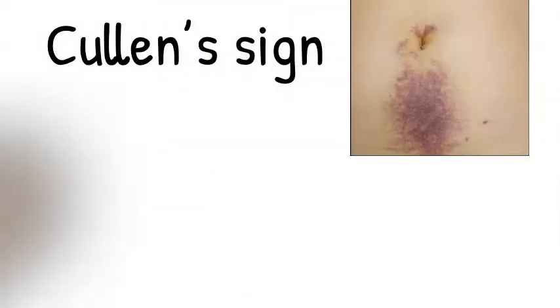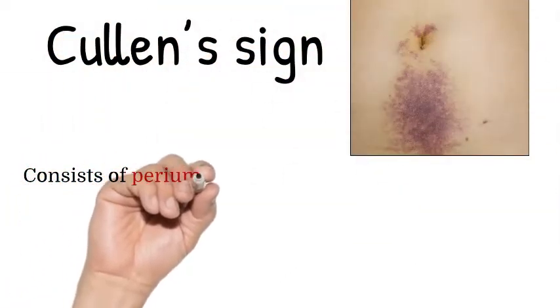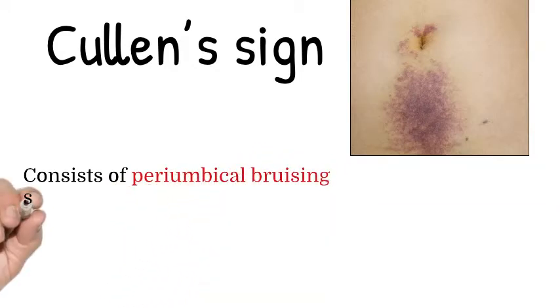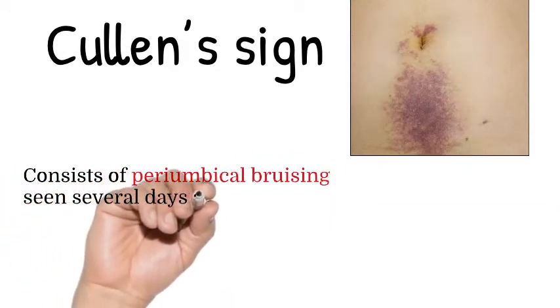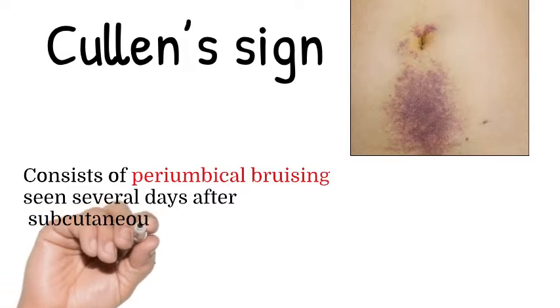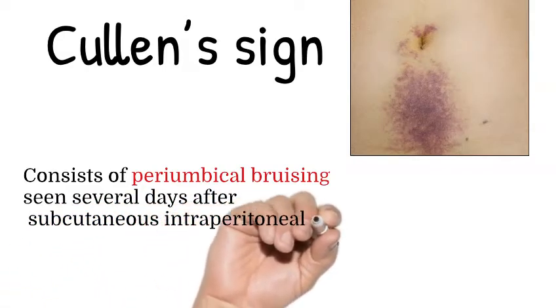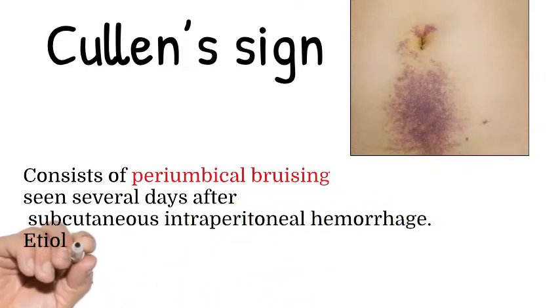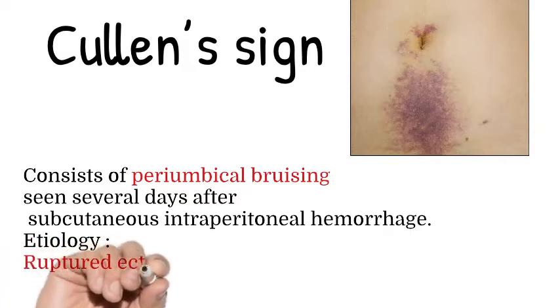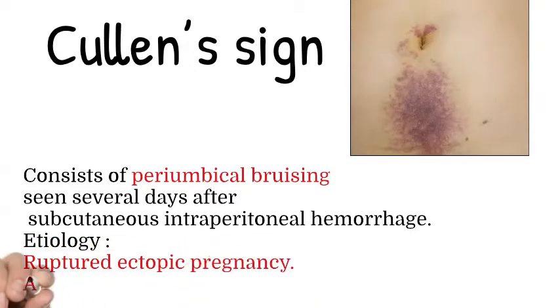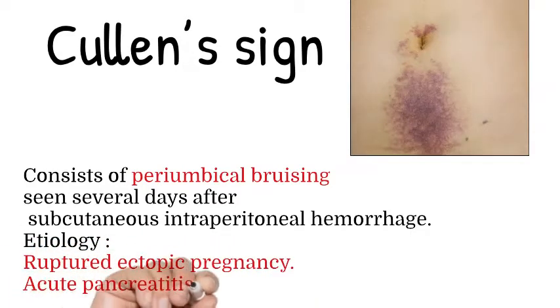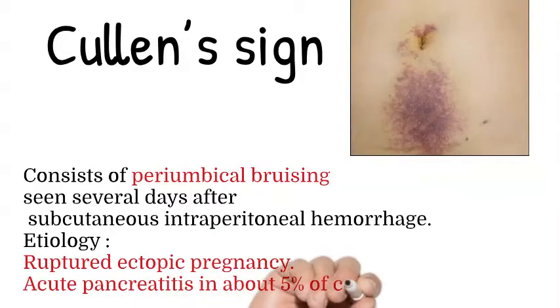Cullen sign. As you see in this picture, there is periumbilical bruising seen several days after intraperitoneal hemorrhage, and the cause is ruptured ectopic pregnancy, and acute pancreatitis in about 5% of the cases.